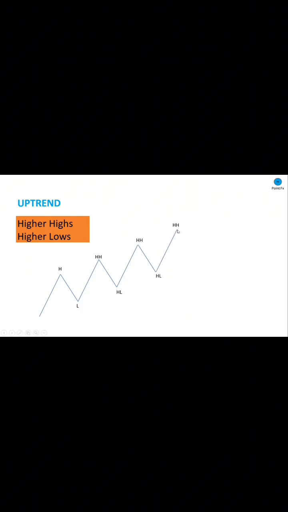And the move continues, creating higher highs, higher lows, higher highs, higher lows, and higher highs. So when we encounter a market that is creating higher highs and higher lows, we say that the market is in an uptrend. So this is one of the ways you can identify an uptrend market. Another way we can identify an uptrend market is by the use of a break in market structure.